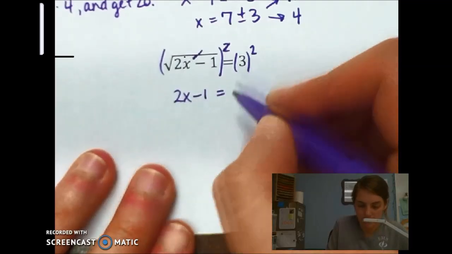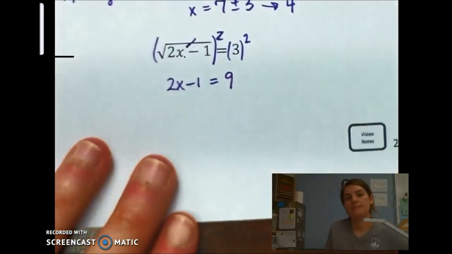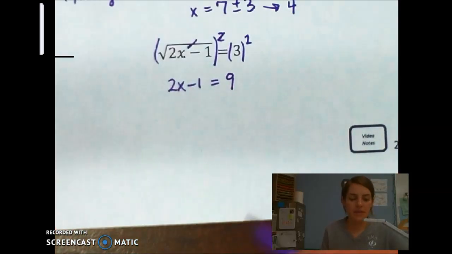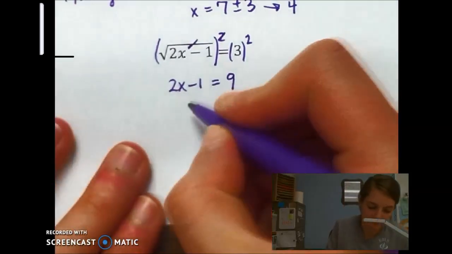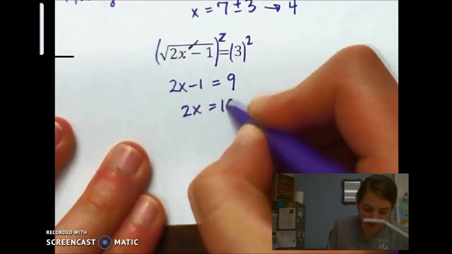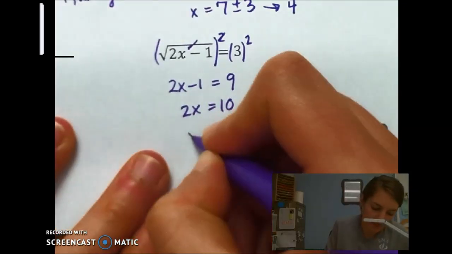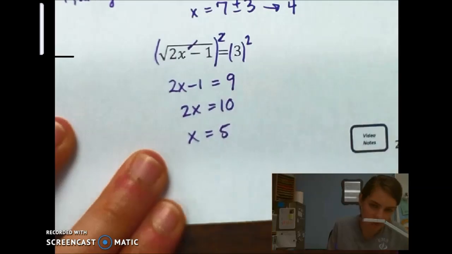And then 3 squared equals 9. And then we're going to add 1. You get 2x equals 10. We're going to divide by 2, so x equals 5.